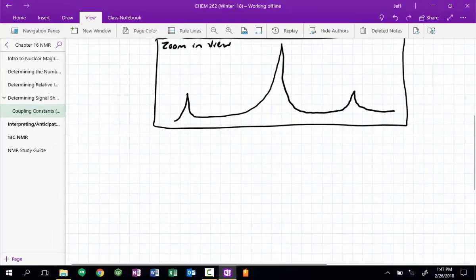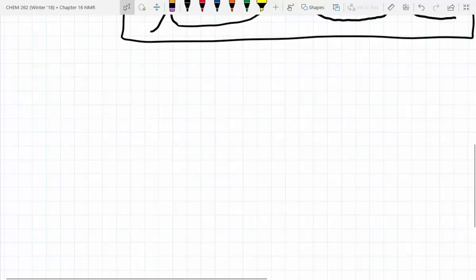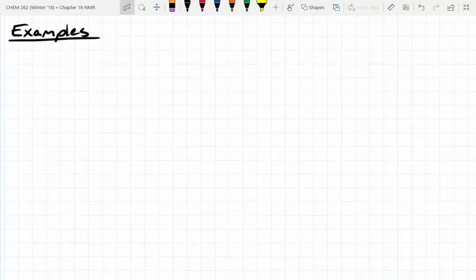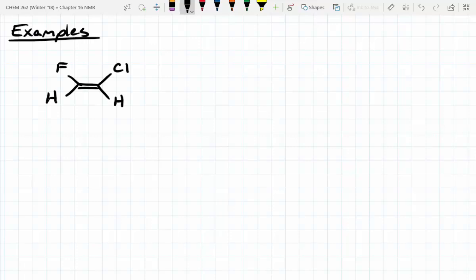Let me go back and do this again. And these other examples, we'll go from easy ones to harder ones. Let's assume we've got this alkene. I've got a fluorine and a chlorine. And I've got a proton here. How many unique protons does this have? What's that? 2, right? This proton on the left is going to be very different than this proton on the right because they're in a completely different chemical environment.